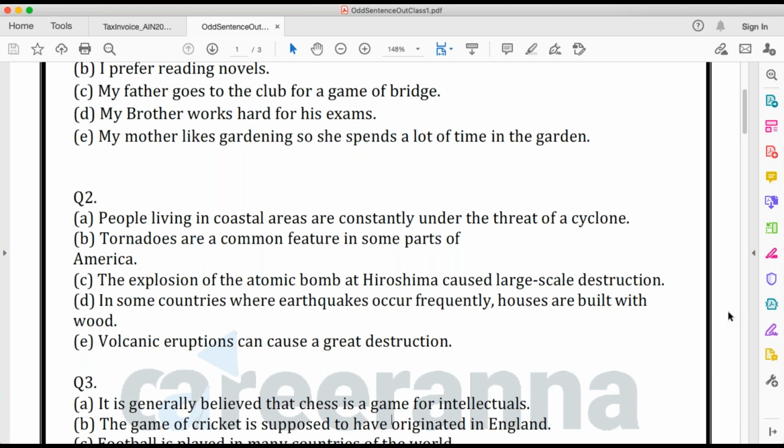Abhinav, please ask your doubt for question number 1. I guess we all are clear with question number 2. Anyone who has a doubt in question number 2?